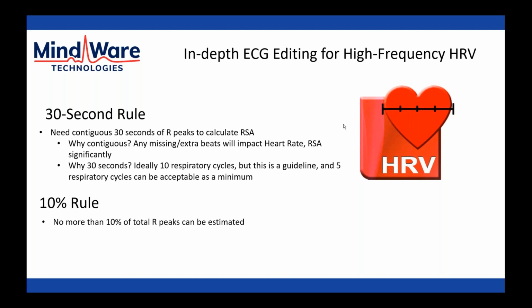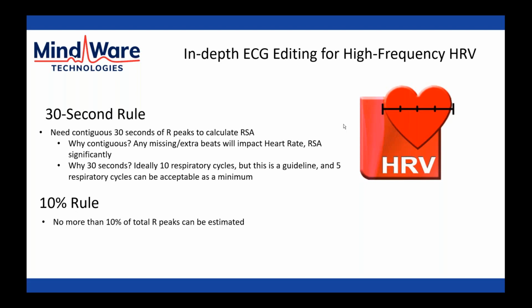And there are a couple keywords in there that I want to talk about in more depth. Why do we need it to be contiguous? Well, any missing or extra beats will appear as additional variability in our beat-to-beat timing. And we won't ignore those because we need to consider them. So RSA can be significantly affected when those are left in or left out.